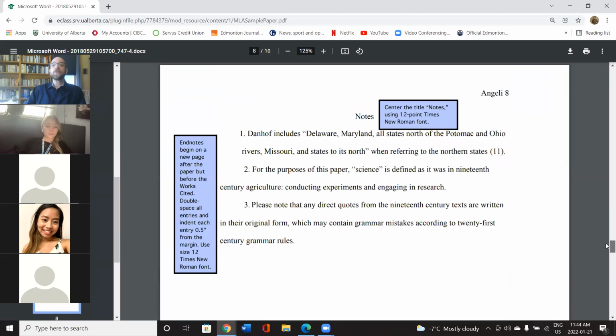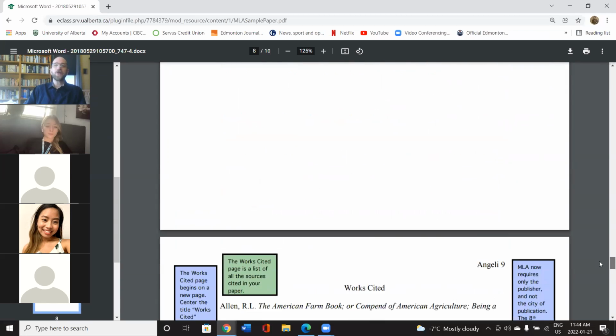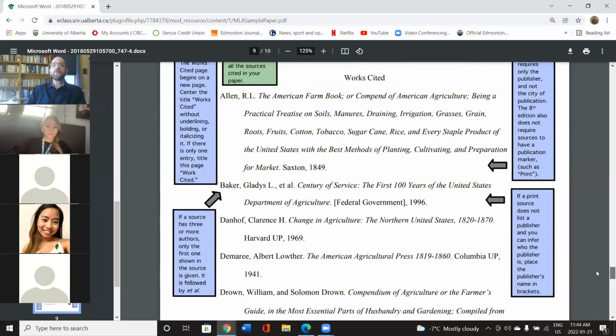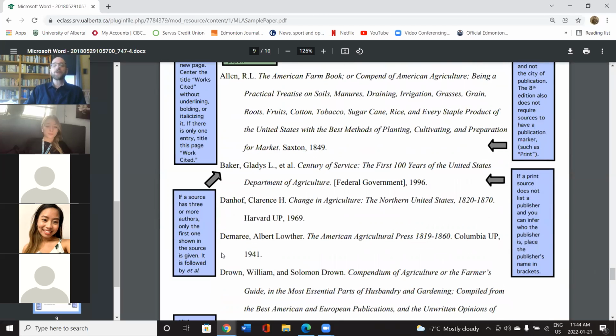Go down to, there's some notes. We're not going to be using notes necessarily. Here's the works cited. Let me make sure, there is Desmarais. So see Desmarais. If I want to know more about what those texts do, I'll go to this author.